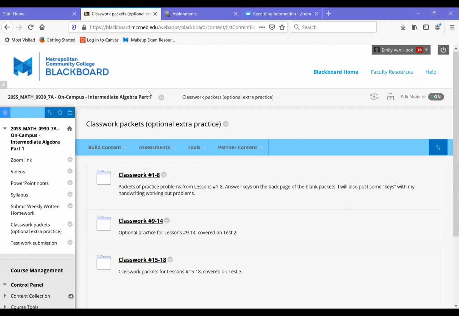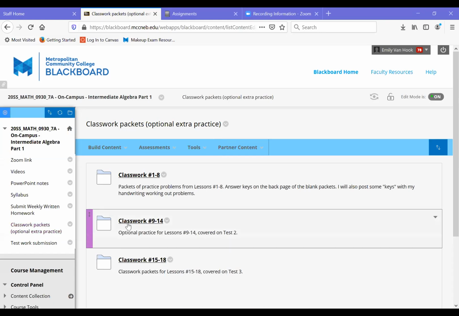All right, so here we are in Blackboard, and I wanted to remind you of some extra practice that's available to you. So I would normally hand these out during class, and you'd have a lot of extra paper and packets to work on, just optional extra practice. So if you'd like to print these or just view them on your computer, they're there for you for extra practice if you want.